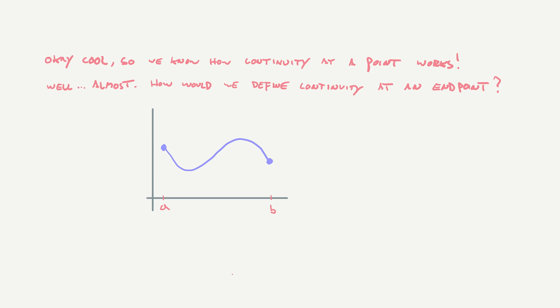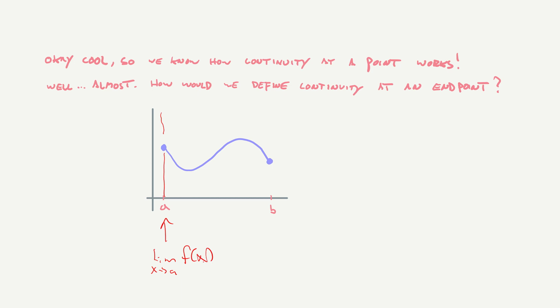How would we define continuity at an endpoint? Endpoints are points, and right now, we have that condition where the limit as x approaches a of f of x has to exist. But a is an endpoint, and so based on this graph, we can't say that the limit as x approaches a of f of x exists at all, because the right-hand limit, while it exists, can't agree with the left-hand limit.